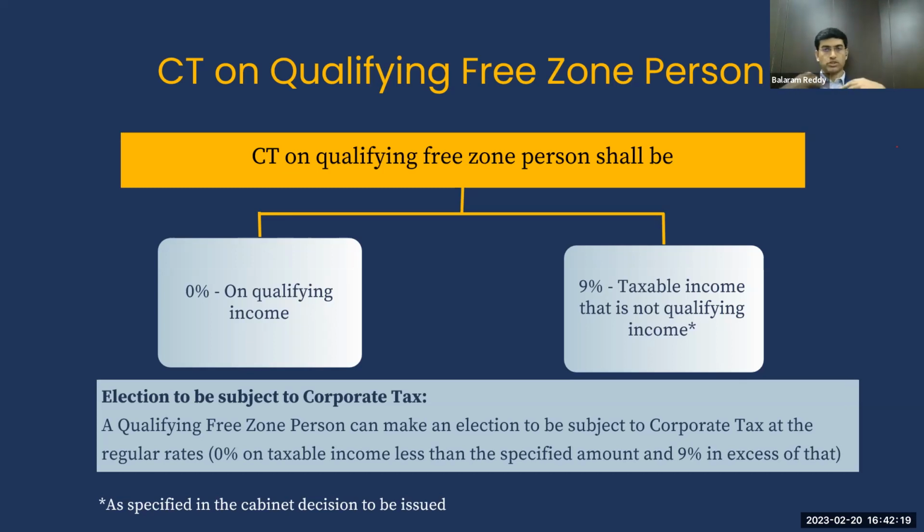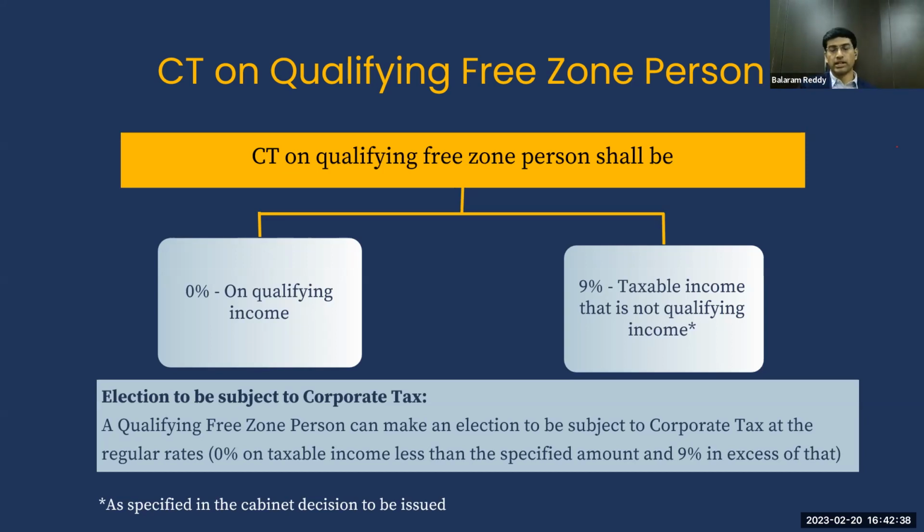So the qualifying free zone person's income will be classified into qualifying income and non-qualifying income. Qualifying income will have 0% tax. Non-qualifying income will have 9% tax on them. One thing that you need to be careful about is if you have a non-qualifying income.